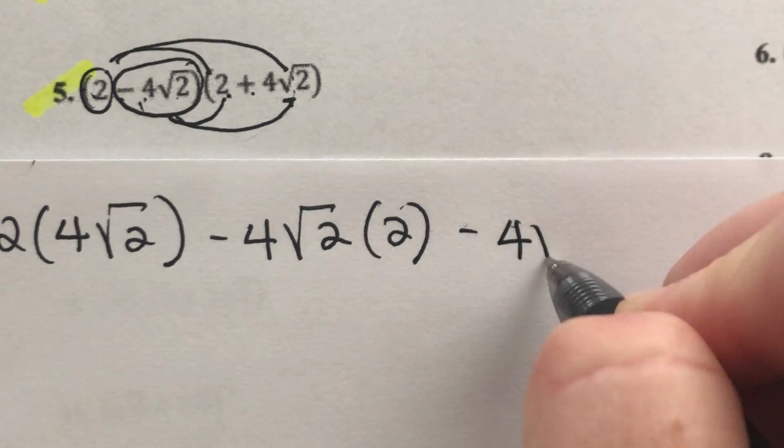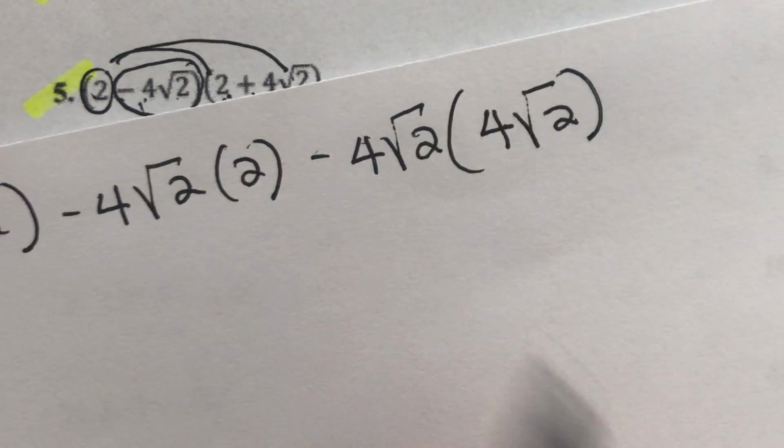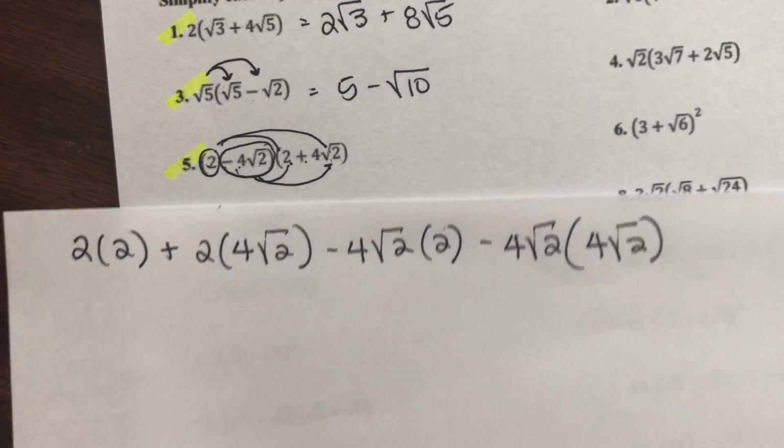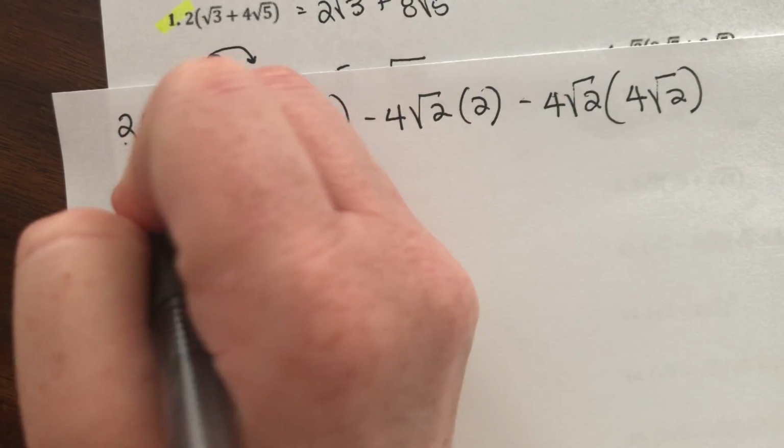Negative 4 square root of 2 times positive 4 square root of 2. Okay, so now we've written everything out. Let's see if I can back up a little. Now we just need to simplify it all, right? So 2 times 2 is 4.